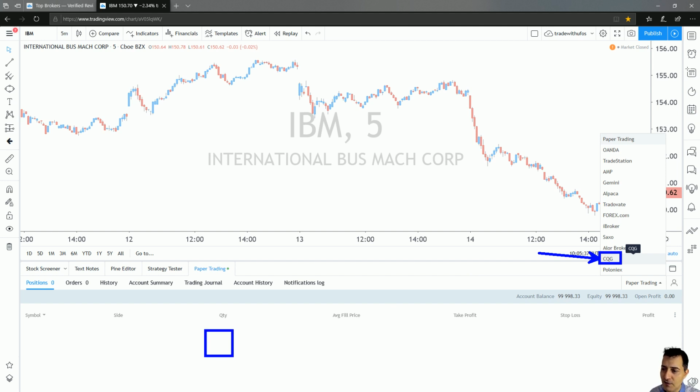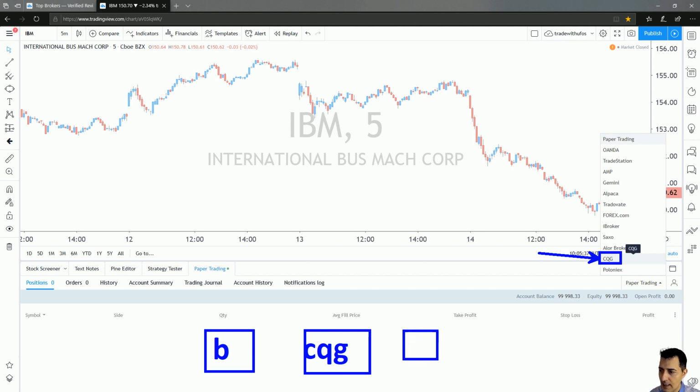So you have your broker, whatever broker that is. I'm just going to use the letter B. And then you have CQG. So here is CQG, and then here is TradingView. And then here is you. So you want to access TradingView.